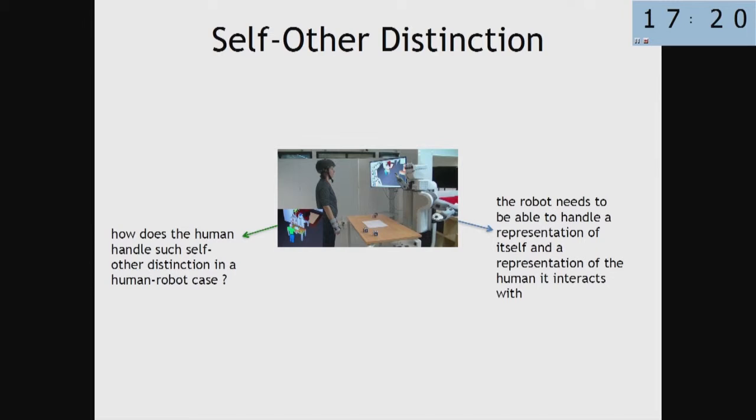And on the other side, from the human side, and I must confess for me it's an open question, it is how does the human handle such self-other distinction in a human-robot case?